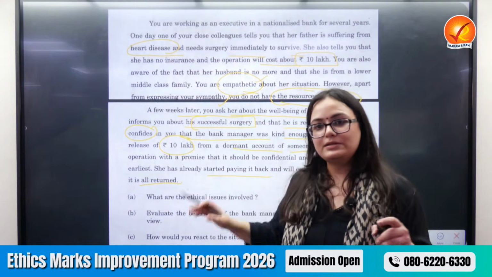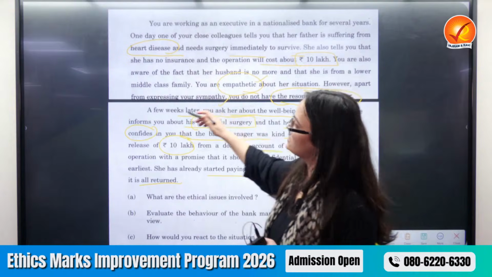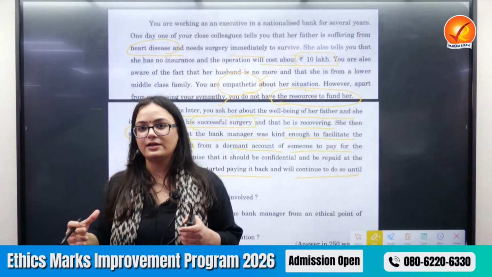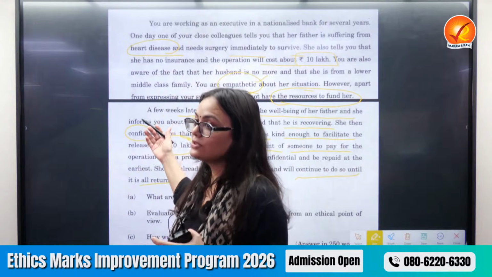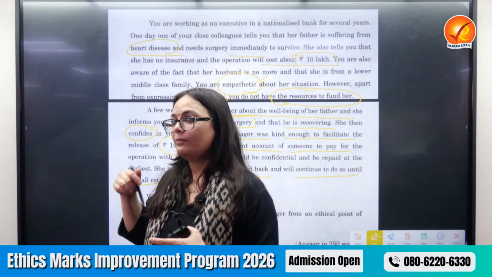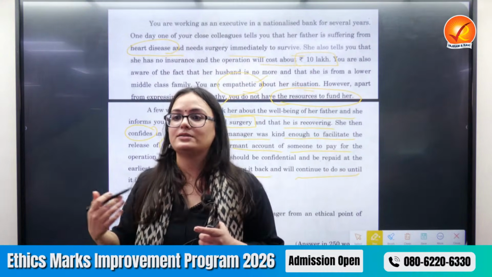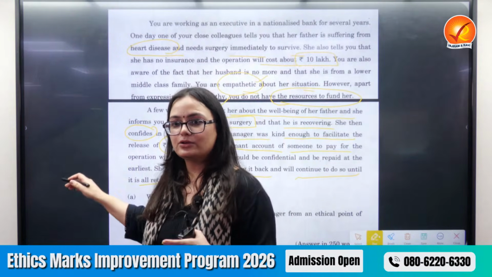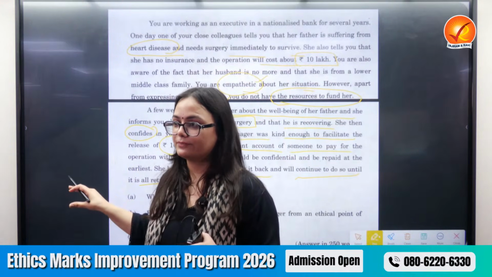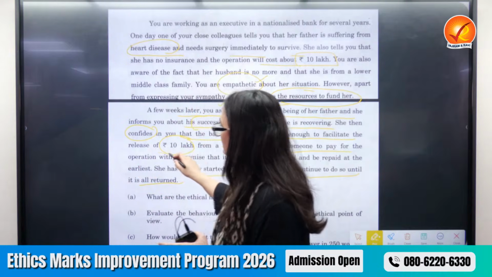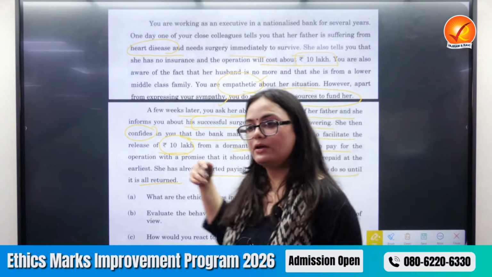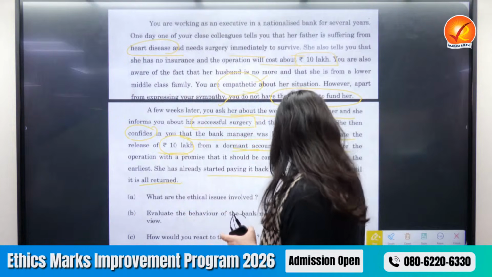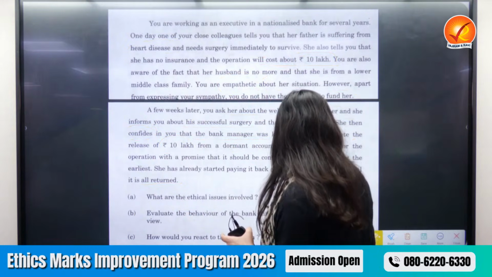Right? Did you understand the case study? This is the circumstance that she is in. Her father requires an urgent surgery. Now you do not have the resources to help her out personally, but as a friend, later on when you ask her, is your father okay, she confides in you that she was helped in a wrong manner by the manager, that the funds were released from a dormant account in a bank. Now tell me, what will you do in such a situation and why?